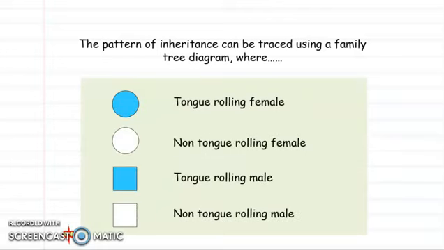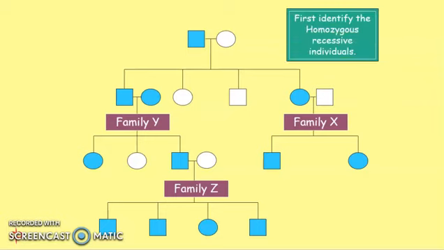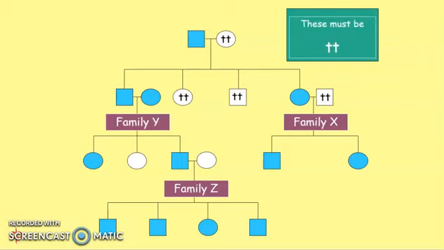the blue individuals are tongue rolling, the white individuals are non-tongue rolling, circles represent females, squares represent males. So let's consider this family tree as an example. The easiest and first thing to do is identify all the non-tongue rolling individuals. They are the white ones, and of course if they're non-tongue rolling, their genotype will be little t, little t, like so.